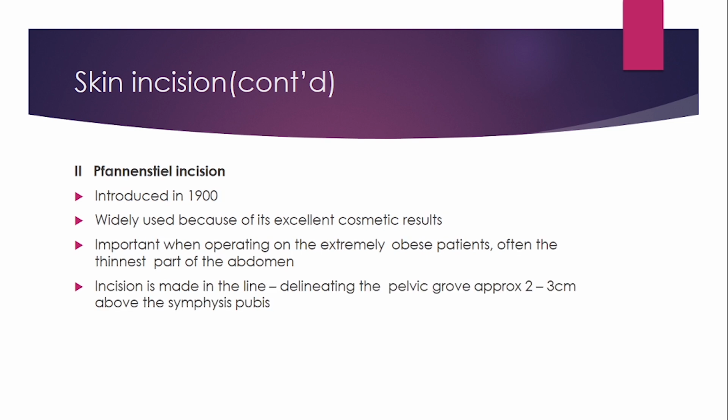Then Pfannenstiel incision was actually introduced in 1900, and it's widely used mainly because of its excellent cosmetic results. Then when you are operating on an extremely obese patient, it's the incision of choice because it's actually the thinnest part. The incision is made at the thinnest part of the abdomen. Then it's actually made at a line delineating the pubic hair, about 2 to 3 centimeters above the pubic symphysis.